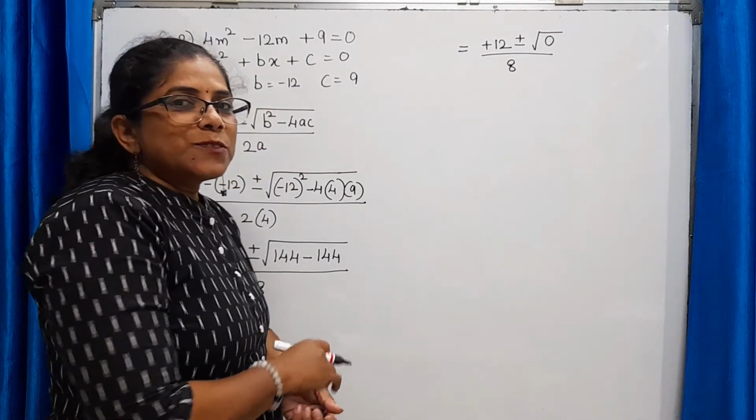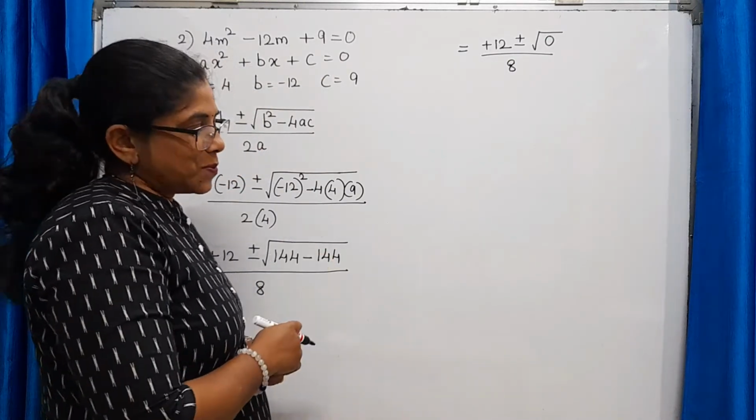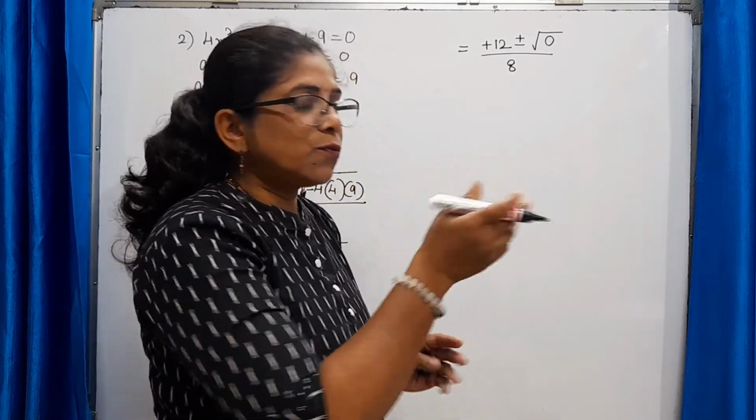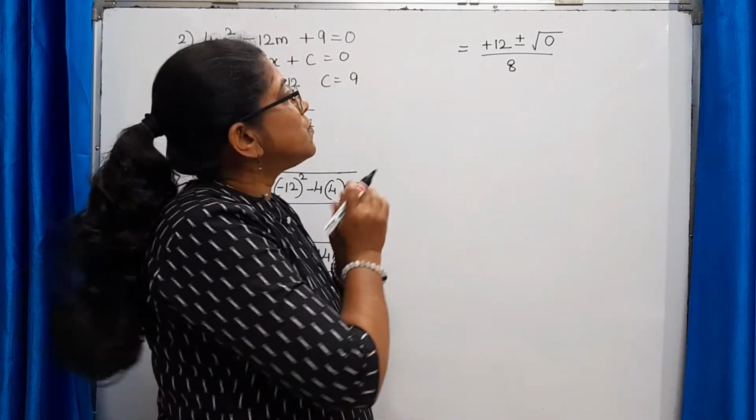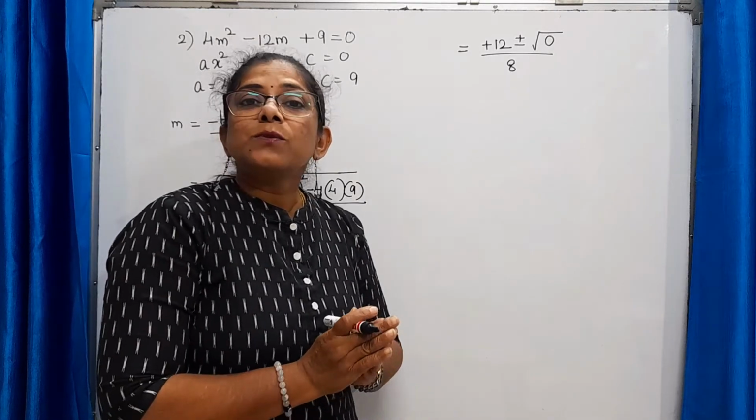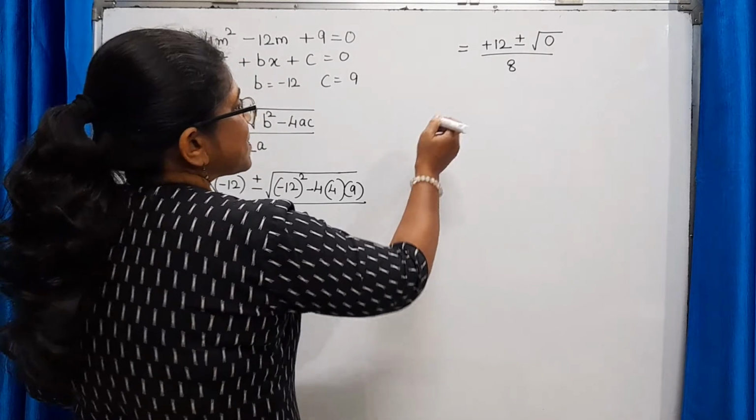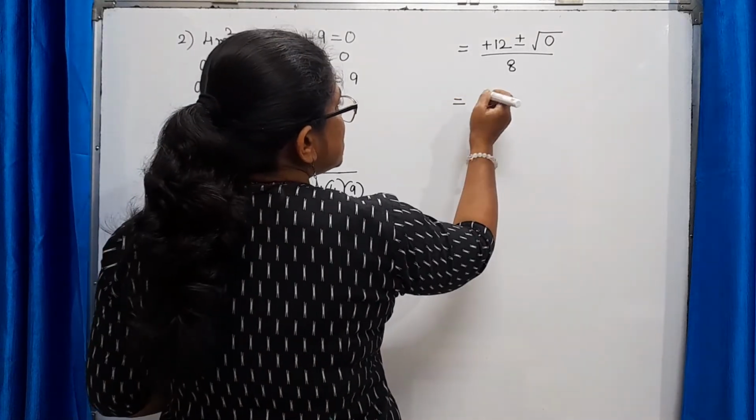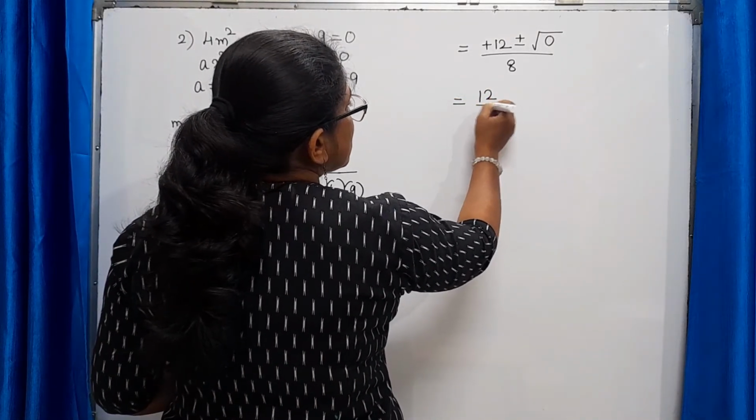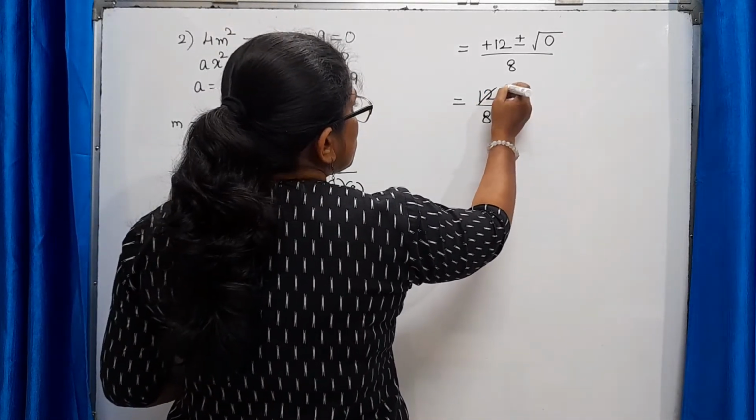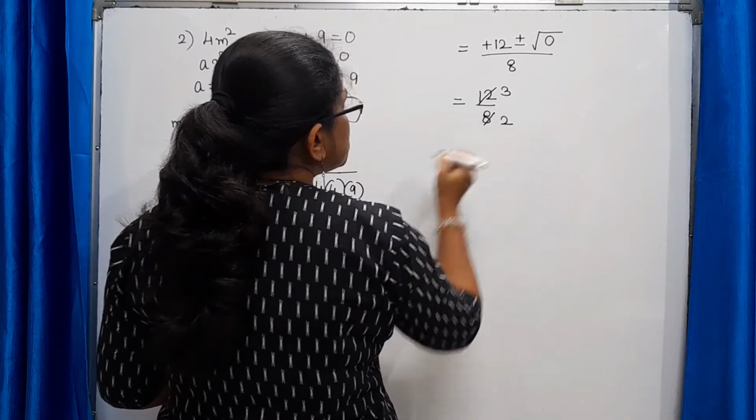When b square minus 4ac is equal to 0, how are the roots of that equation? We have already discussed nature of roots in our previous video. So when b square minus 4ac is equal to 0, our roots are equal. So here in this case, what is remaining in our hand is 12 upon 8. 12 upon 8 means 4 3s are, 4 2s are.